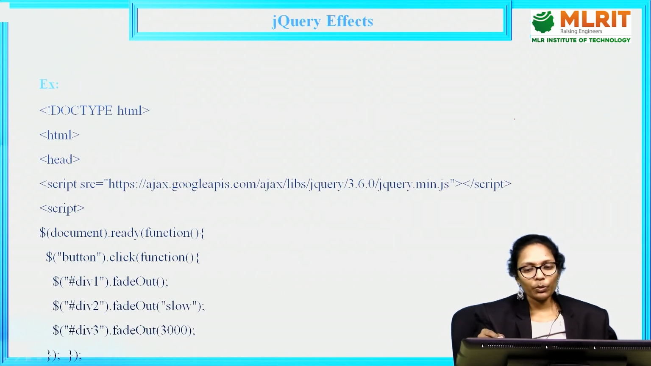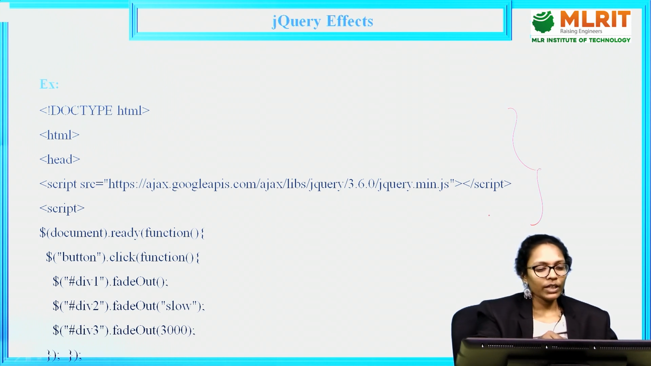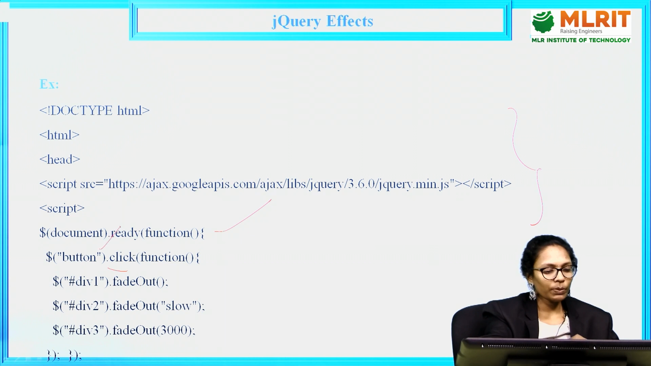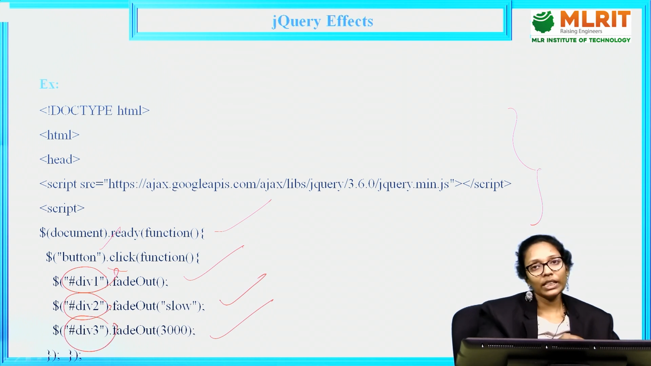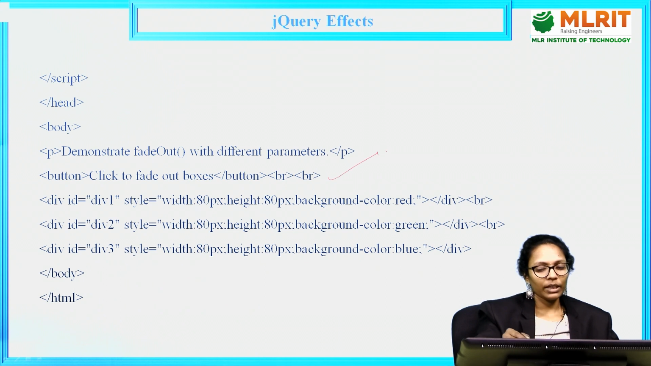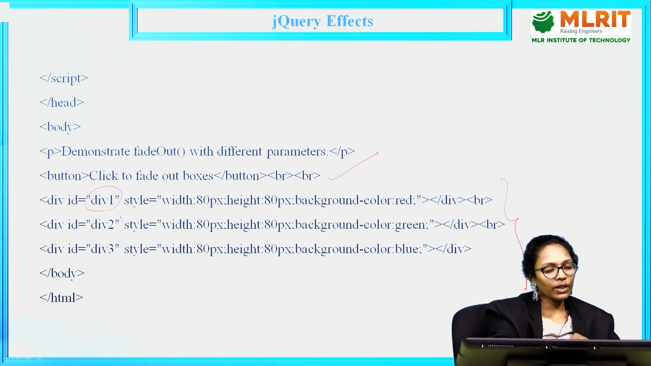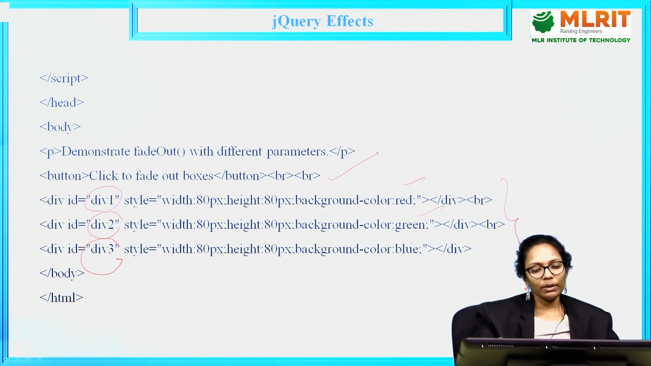So, coming to the program. This is the library file of jQuery. Whenever the document is ready and whenever you click on this button, again you are applying the same 3 functions here. One is fade out for division 1, fade out slowly for division 2, and fade out with 3000 milliseconds for division 3. And here the body will be the same: one button followed by 3 divisions. For these 3 divisions, you are giving IDs div1, div2, div3, and the style also you are providing: red color, green color, blue color, right?